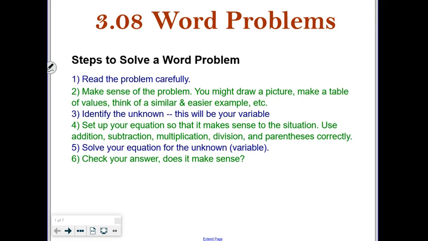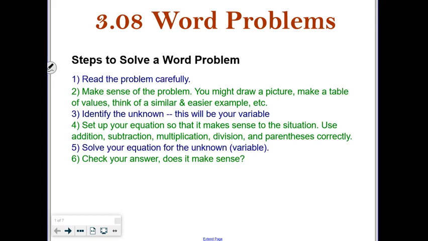And then we get to pick the variable that we're going to use in order to write the equation, which is the next step. So now we have to set up our equation so that it makes sense to the situation. That's why it's really important to read it carefully and try to really make sense of the problem. Because now when you're writing your equation, we have to use addition, subtraction, multiplication, division, and parentheses correctly. More than likely, we're not going to have to use all of those in a single equation, but you'll probably have to use at least one of those things.